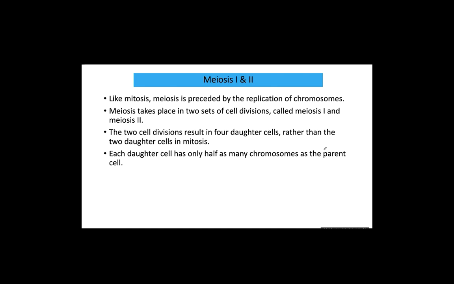What does it mean? Once meiosis I occurs, immediately another division, which we call meiosis II, follows. The two cell divisions result in four daughter cells rather than two. From mitosis, you only have two daughter cells, but from meiosis, you will have four daughter cells, and each daughter cell is haploid. So keep in mind, unlike mitosis, meiosis occurs in two sets of cell division, meiosis I and meiosis II. The daughter cells from meiosis are haploid, and the number of daughter cells is four, not two.